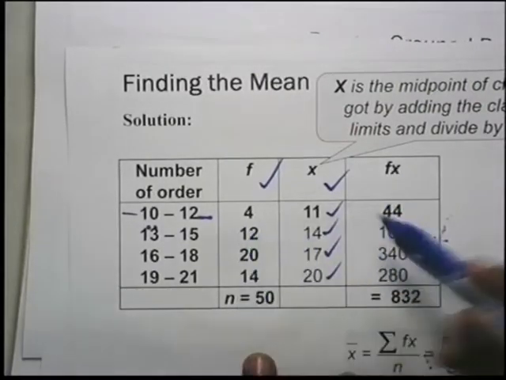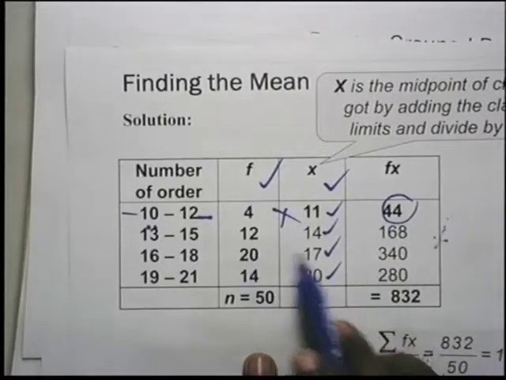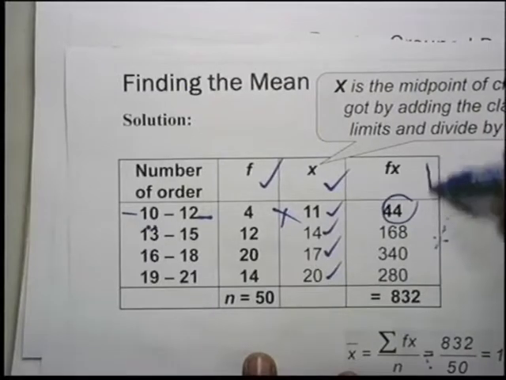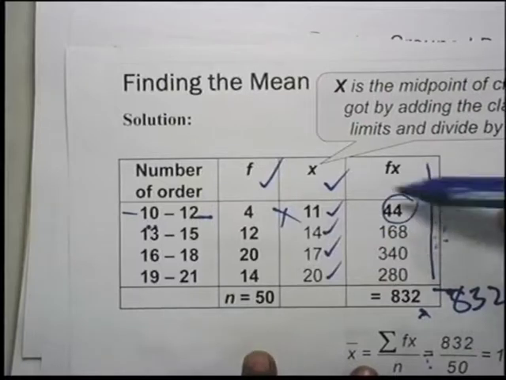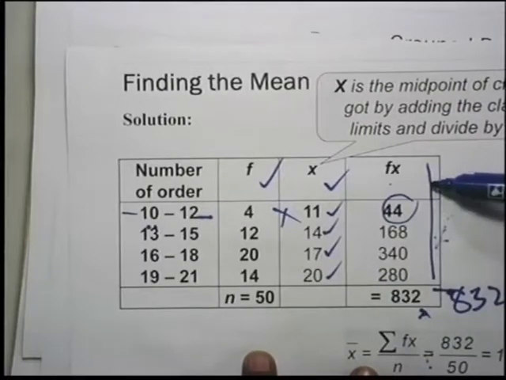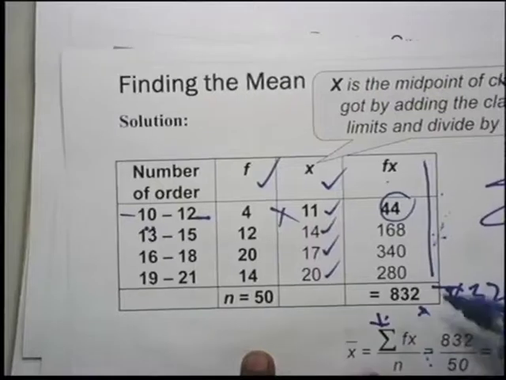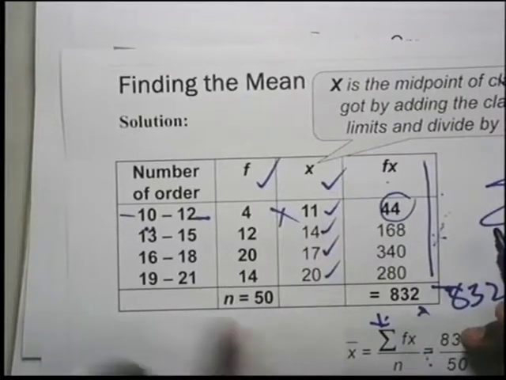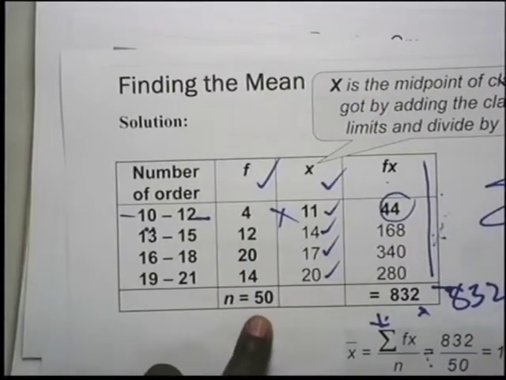If we say 4 multiplied by 11, we get 44. If we say 12 multiplied by, we get these numbers. Then we add the total, and we get 832, which you can see here. Since all these numbers we were multiplying, frequency by midpoint, is the summation, this sign, which is indicated here, shows the summation. So the summation is 832, and n represents the total of the frequencies.